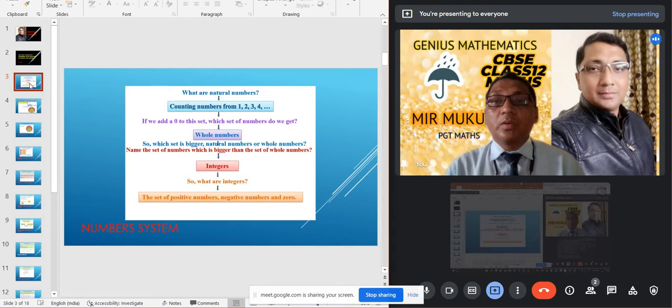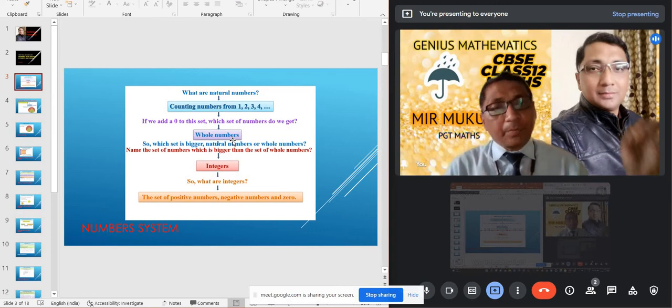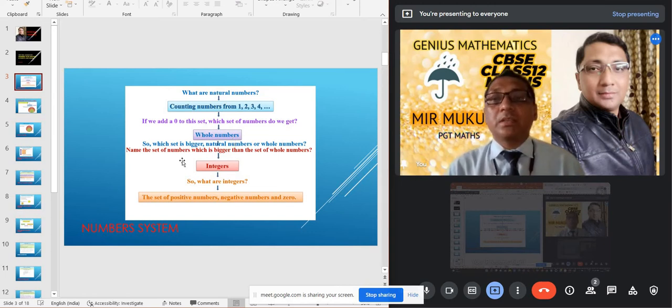Okay. So now first we'll understand what are natural numbers. Natural number starts from 1 and it will be 1, 2, 3, 4, 5, 6 up to infinity. These kind of numbers are called natural numbers. If we add a 0 to this set, which set of number do we get? So answer will be what? Whole number. Because whole number starts from 0. So 0, 1, 2, 3, 4, 5, 6 up to infinity. That will be the set of whole numbers.